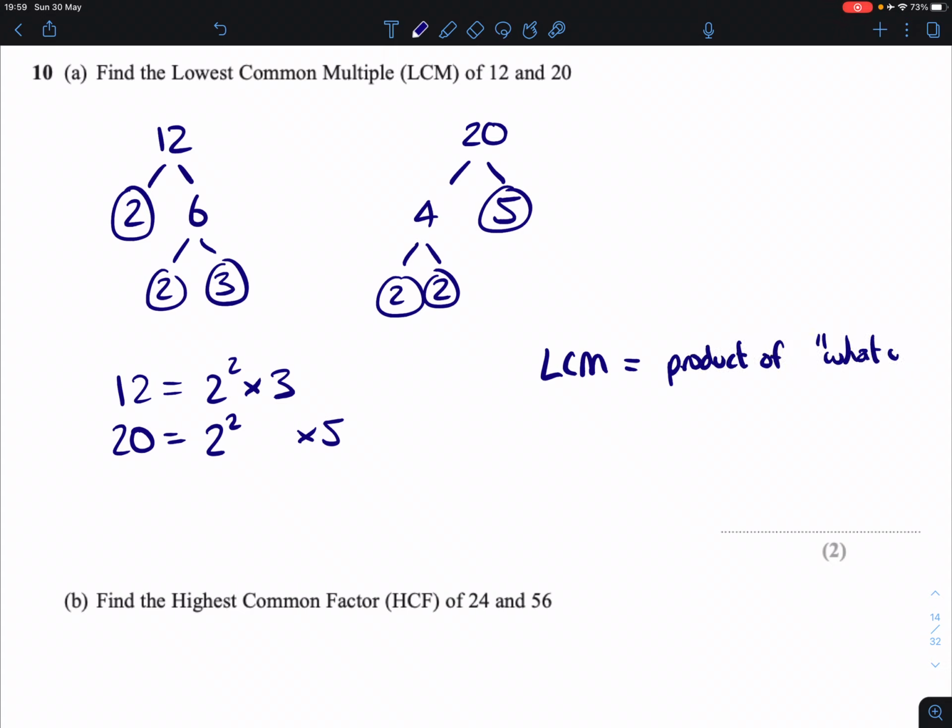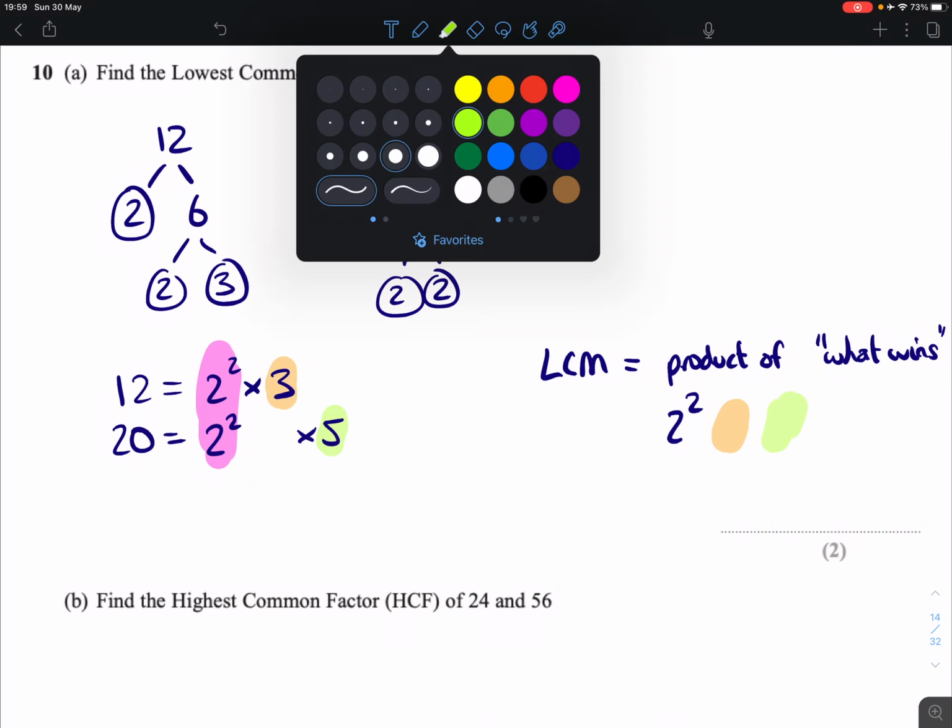The biggest 2, the biggest 3, and the biggest 5. So in terms of 2's, they're both the same size, so what wins out of those two is just 2 squared. As far as the 3's go, there is a single 3 here, which wins. I should highlight that here. And as far as the 5's go, there is a single 5 that wins there.